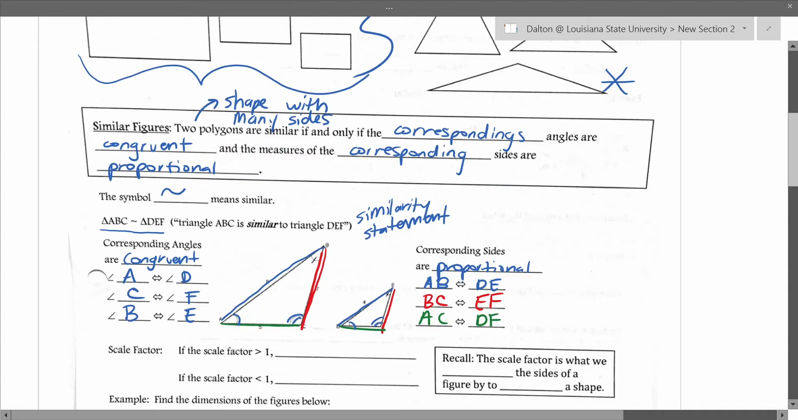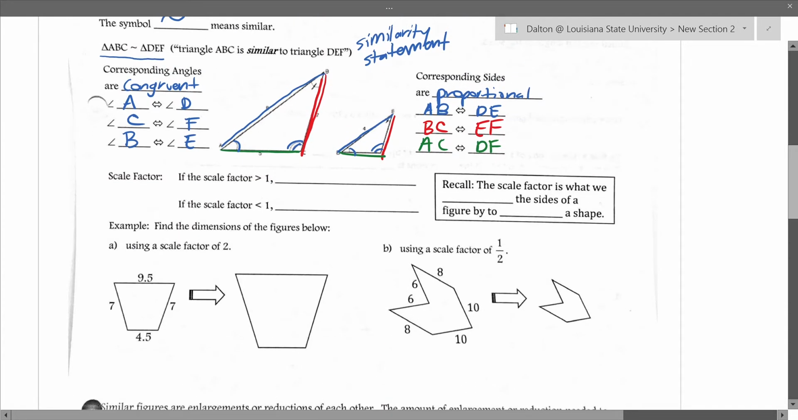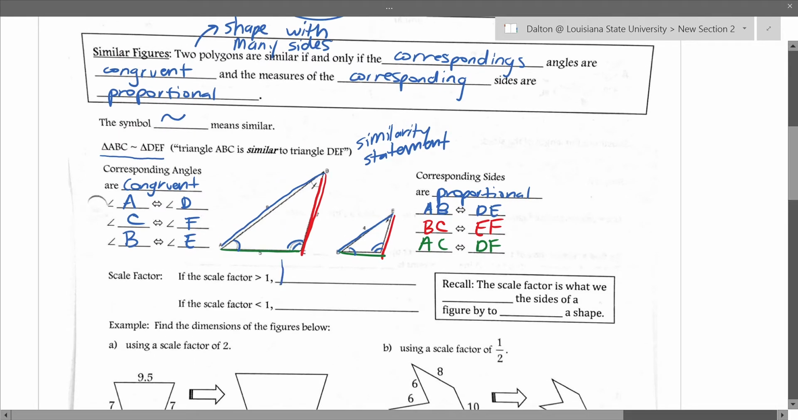Now let's talk about something called a scale factor. A scale factor is essentially if we want to change the size of a shape, then we do that by the use of a scale factor. If a scale factor is greater than 1, then the shape enlarges, or it gets bigger. If a scale factor is less than 1, then the shape shrinks or gets smaller.